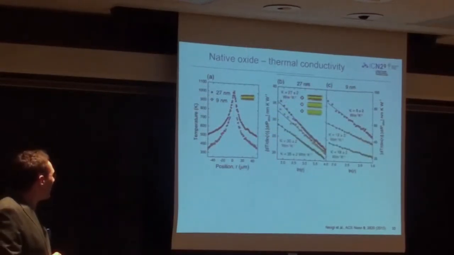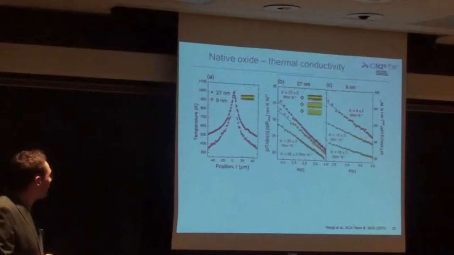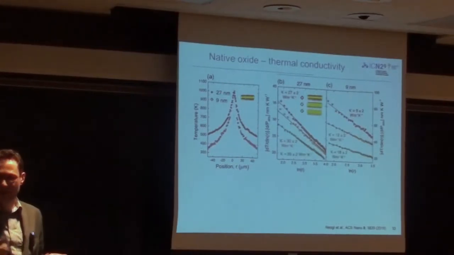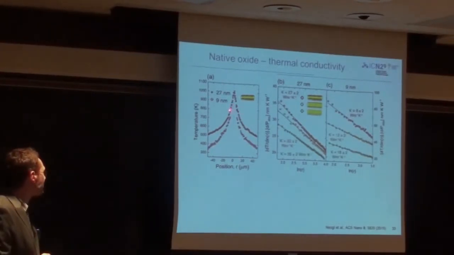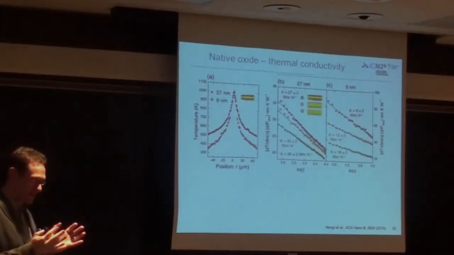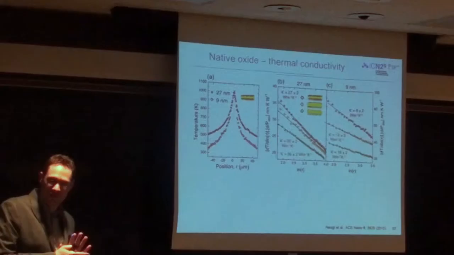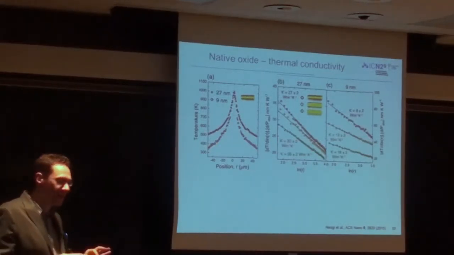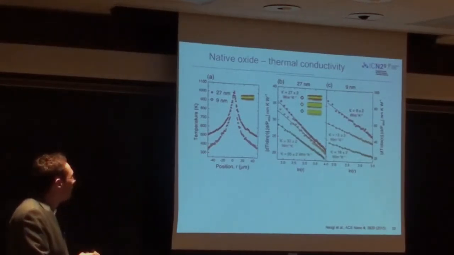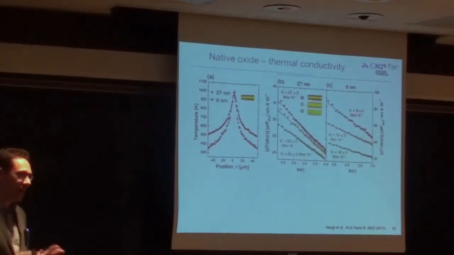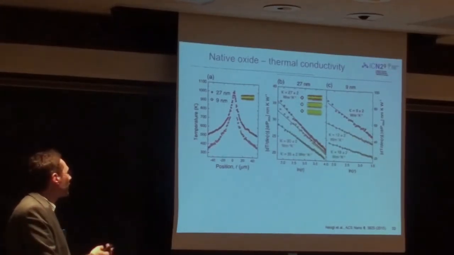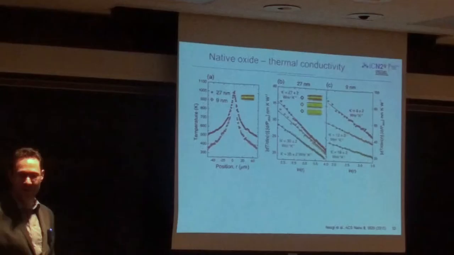So we're doing our line scans here for a 9 nanometer and a 27 nanometer thick membrane. And then what we're basically doing is we take this membrane, we put it in HF in order to remove the oxide layer, put it very fast into a vacuum chamber, measure the thermal conductivity again, and then open the chamber again in order to reoxidize the surface and measure again after 6 hours.